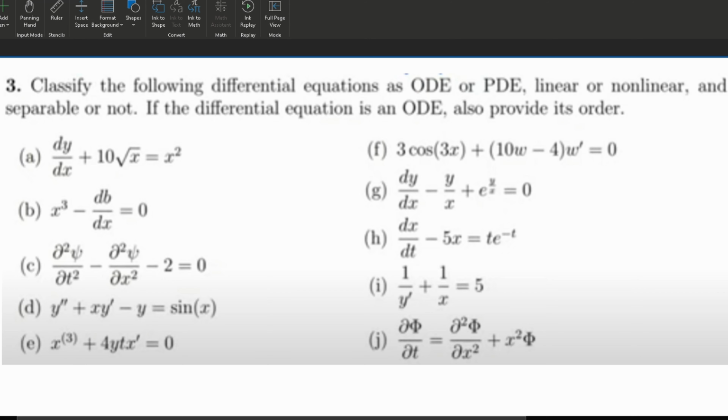We are going to learn how to classify any differential equation as ODE or PDE, linear, nonlinear, and separable or not. If our differential equation is an ODE, we're also required to provide the order. So let's look at this first one, A.